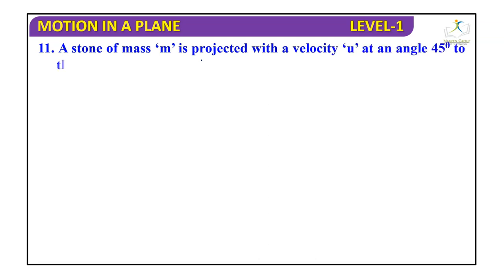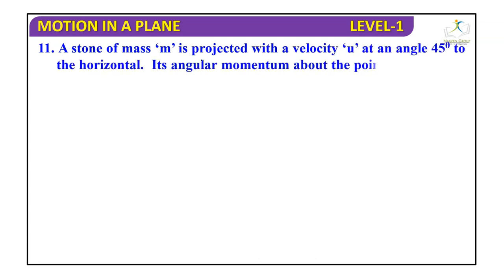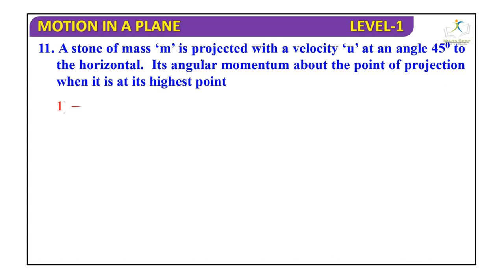Next question is, a stone of mass m is projected with a velocity u at an angle 45 degree to the horizontal. Its angular momentum about the point of projection when it is at the highest point is: mu cube by 4 root 2 g, mu square by 4g, mu by root 2, or 2 mu cube by g.